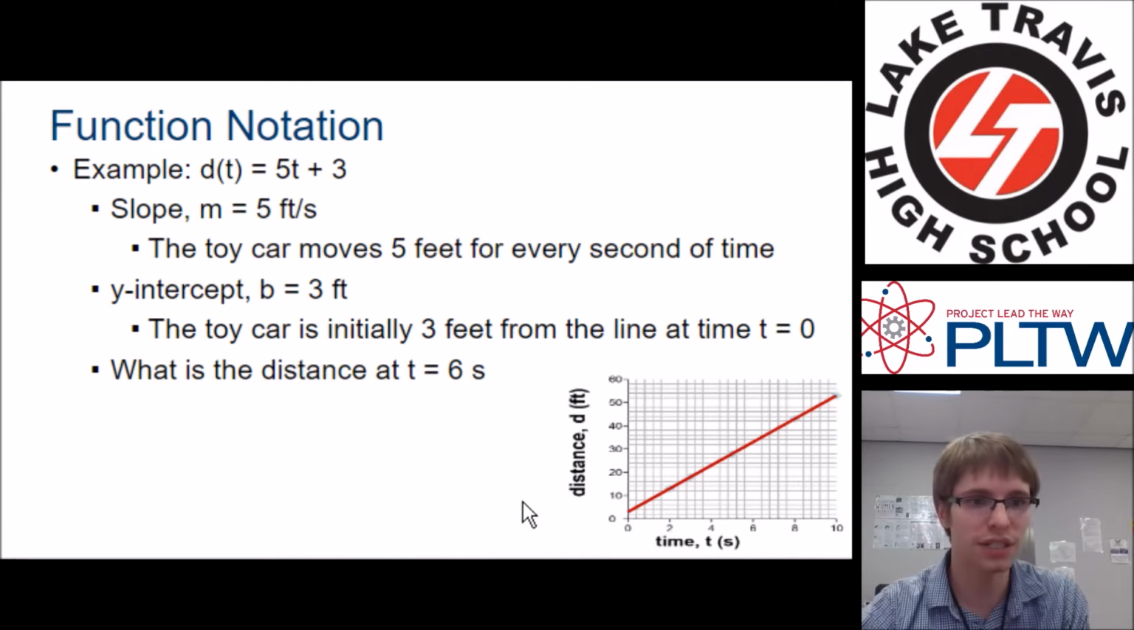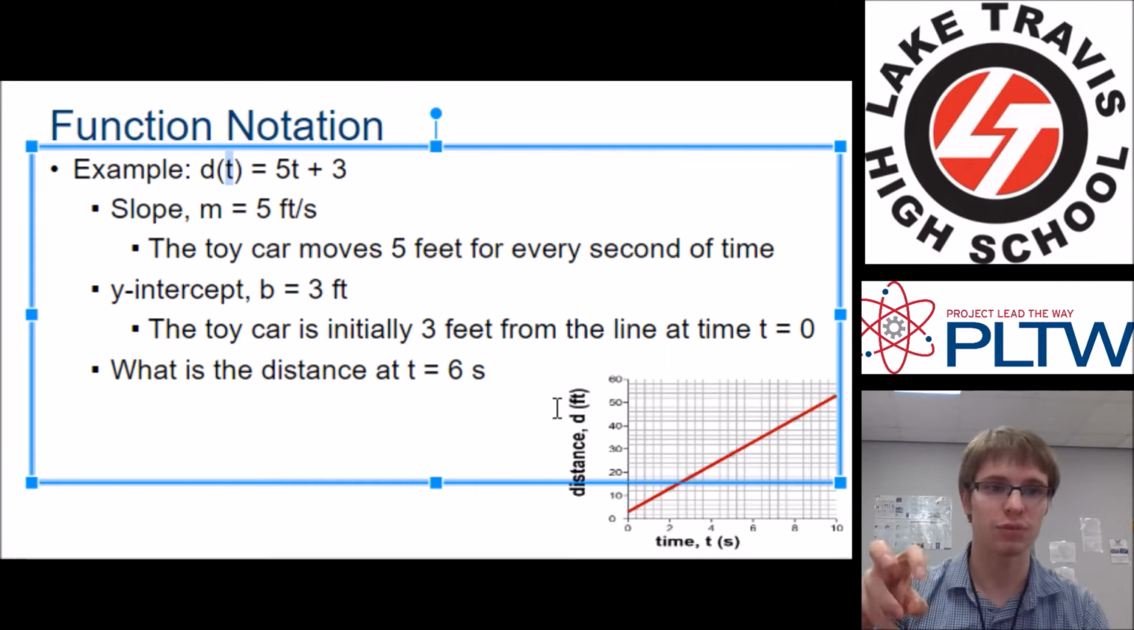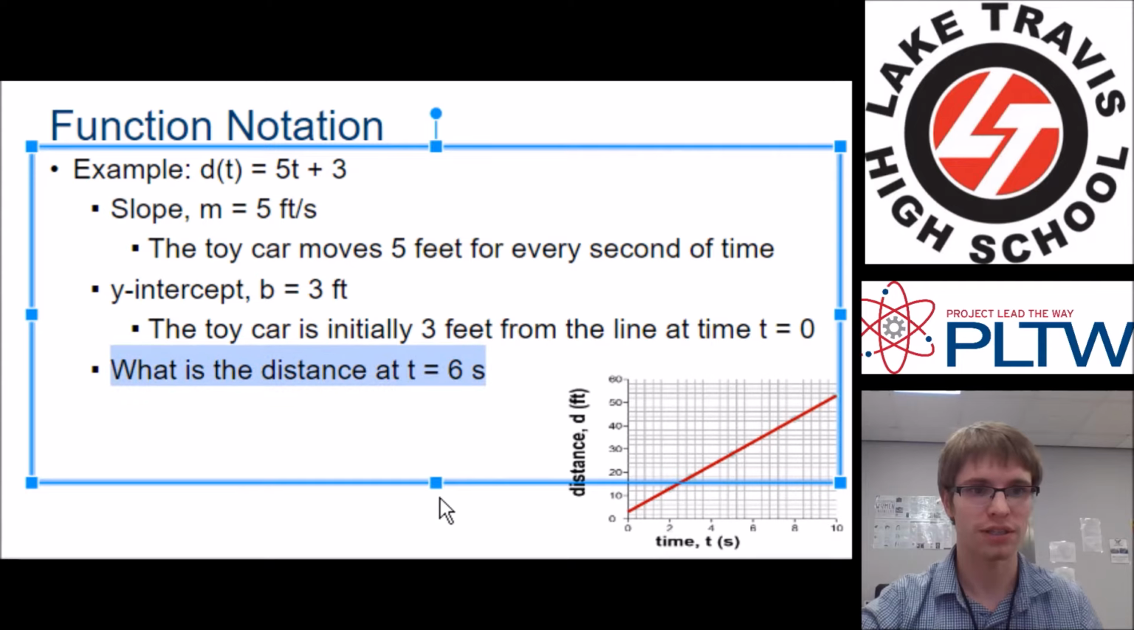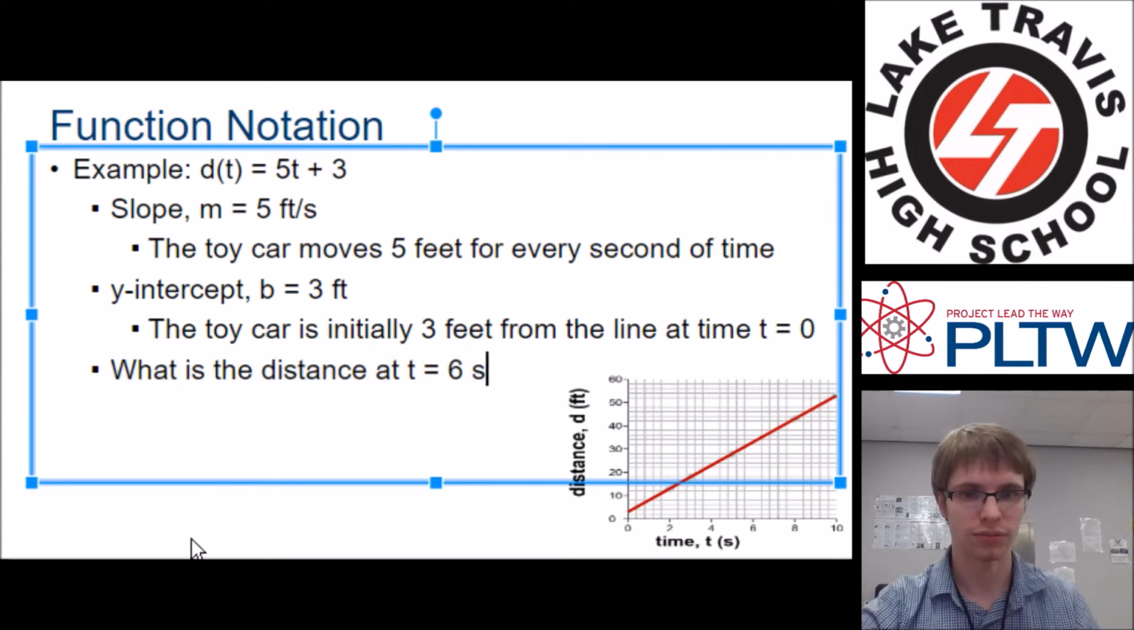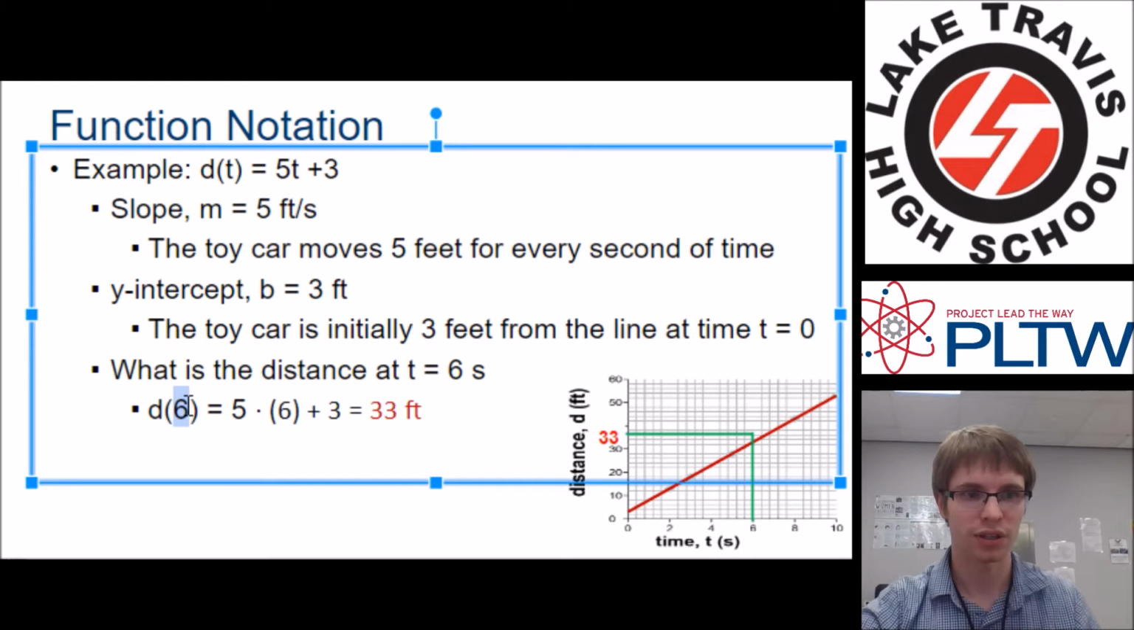Now remember, this t equals 6 seconds is just a value for this variable, which is inside this function. We're going to plug that in. We're going to substitute that variable out for this value and then see what our function does to it. So again, what is the distance at t equals 6? If we do that, we plug in the 6 as the t. We substitute it in. So 5 times 6 is 30, plus 3 is 33 feet.